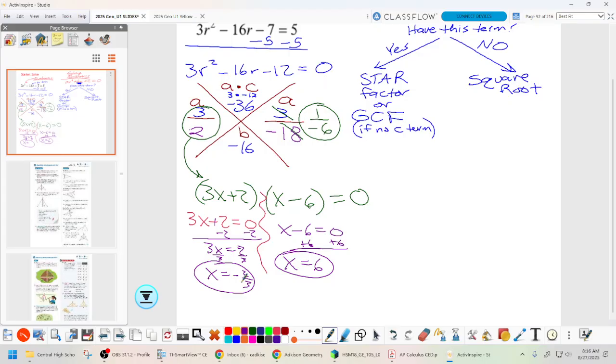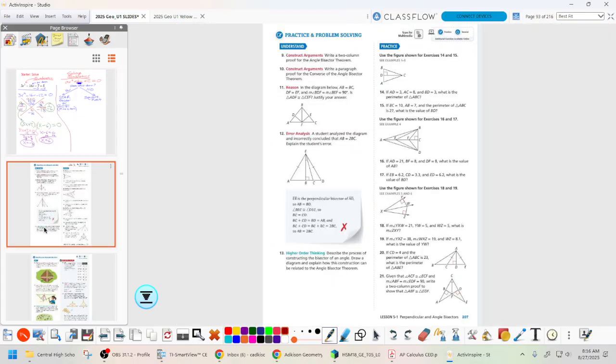How'd you do on that? You feel like you're getting pretty smooth at this process? Okay. Now we'll look at one of these square root kind eventually. They're actually easier, usually a little bit faster. All right, any questions on this homework? Any of them that gave you trouble?